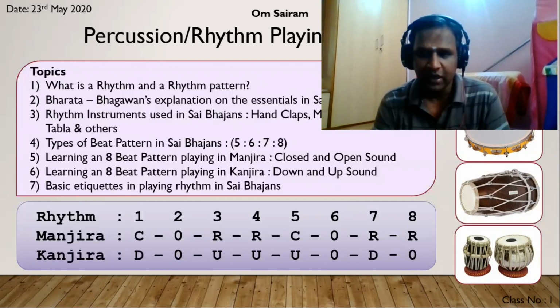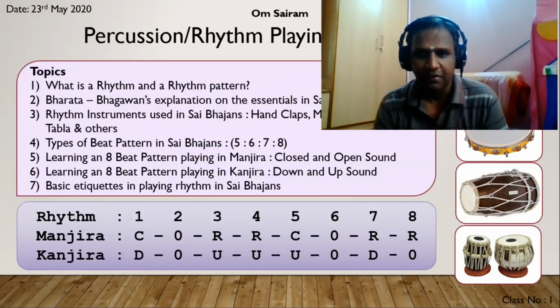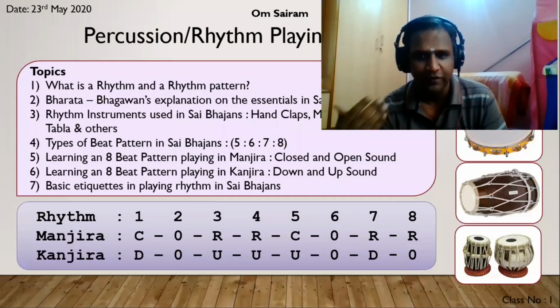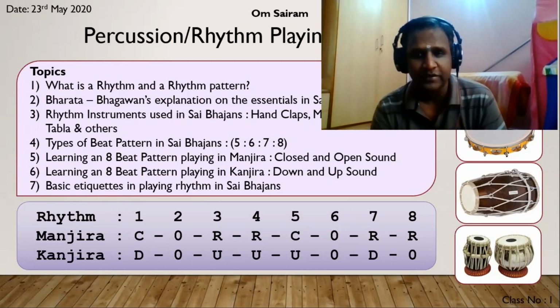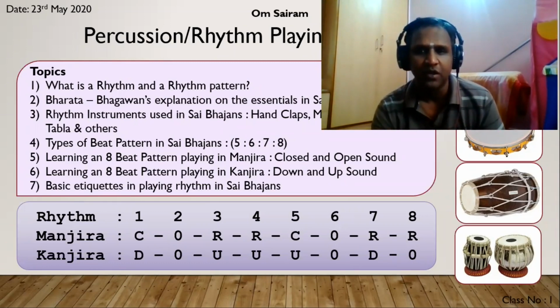And the types of beat patterns that I just shared, you can always remember as 5, 6, 7, 8. 5 you can count as 1, 2, 3, 4, 5, 1, 2, 3, 4, 5, 1, 2, 3, 4, 5. So it's a cycle of 5 beats. That's one pattern, another one is 6 beat, and the next one is 7. You can go 1, 2, 3, 4, 5, 6, 7, 1, 2, 3, 4, 5, 6, 7. I will go in depth about all these. What are these beats? Which are the bhajans in these beats? We'll talk about it.